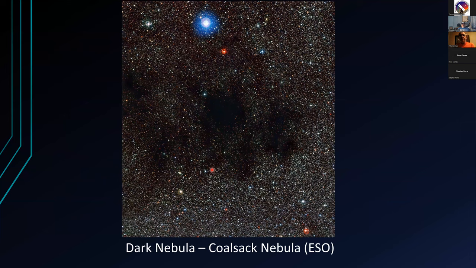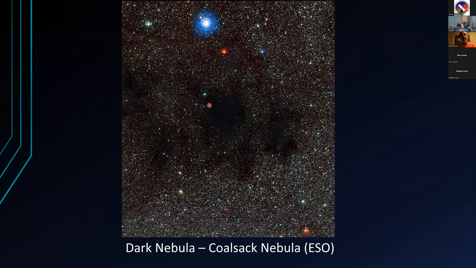So this is the Coalsack Nebula in the southern hemisphere. Unfortunately, we cannot see this from Tucson. Kind of is an example of a dark nebula. So what it almost looks like is you're staring into this void of stars here, right in the center, and also kind of here off to the side.